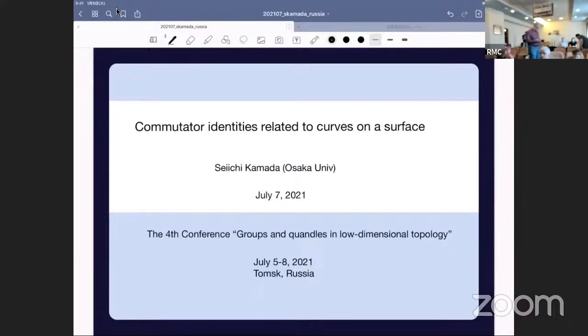Okay, let us resume our session. The next speaker is Seiichi Kamada. The title of the talk is Commutator Identities Related to Curves on the Surface. Please.